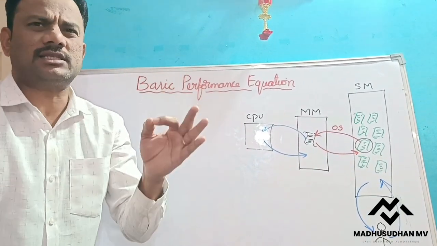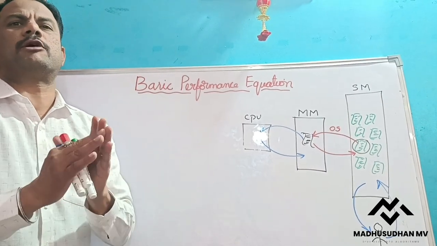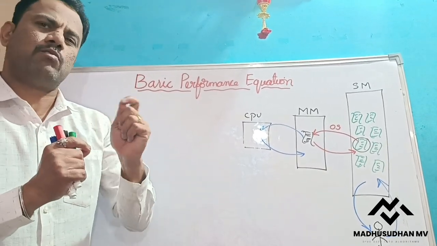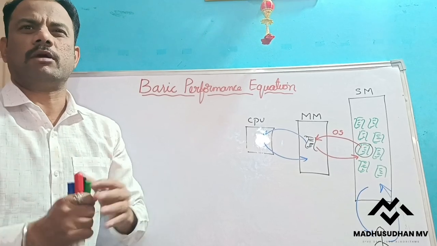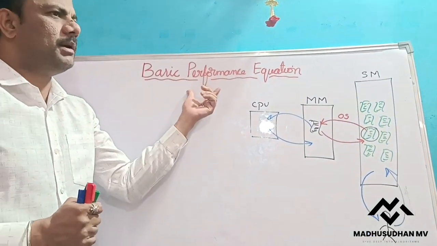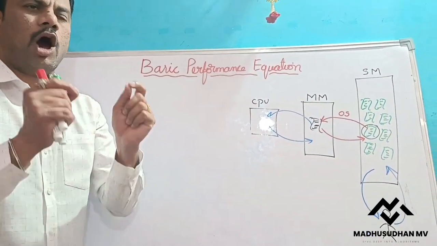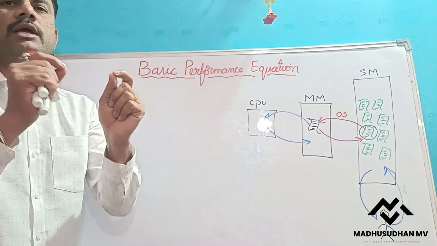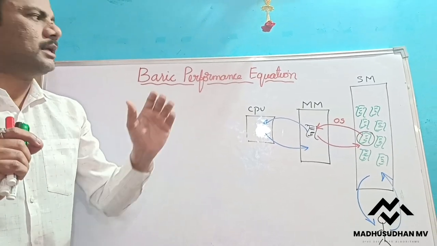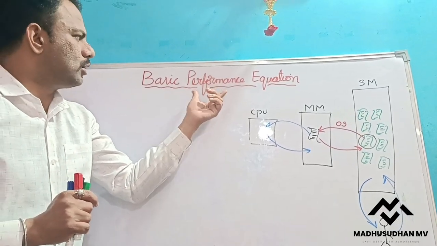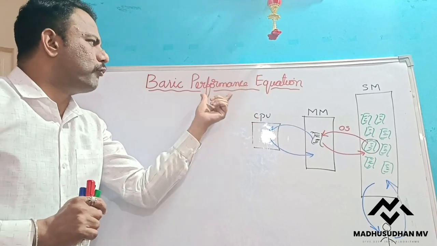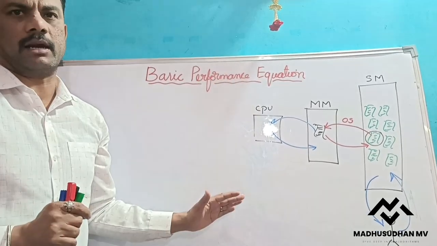Suppose it is taking very little time, I can say my computer system is performing very well. Suppose it is taking more time, I say it's not performing well. So the performance is nothing but an indication of how fast it is executing our program. Okay, so that's the performance. Now in order to derive the equation to find the performance, we need some parameters.